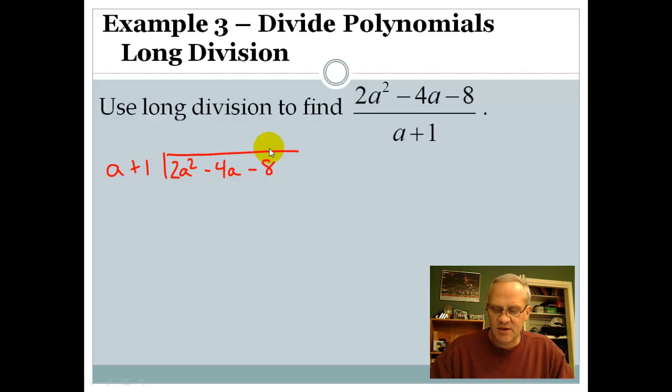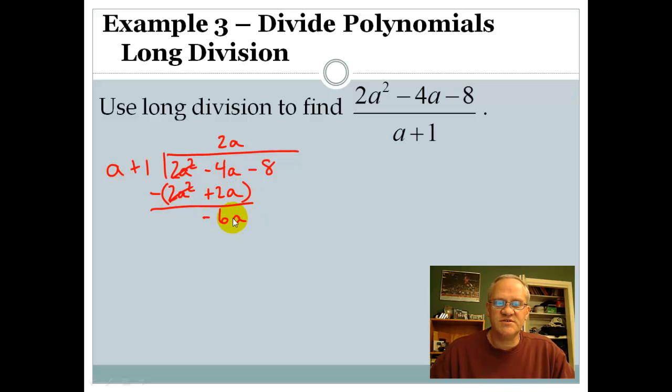Let's go through the same steps now. So I've got a times what will give me 2a squared? Well, it's going to be times 2a, right? 2a times a is 2a squared. I also have to do 2a times 1, and so that's 2a. Remember, we have to take this whole thing here and subtract it. 2a squared minus 2a squared cancels, and then negative 4a minus 2a is negative 6a. Okay, be really careful on those. I can't stress that enough.